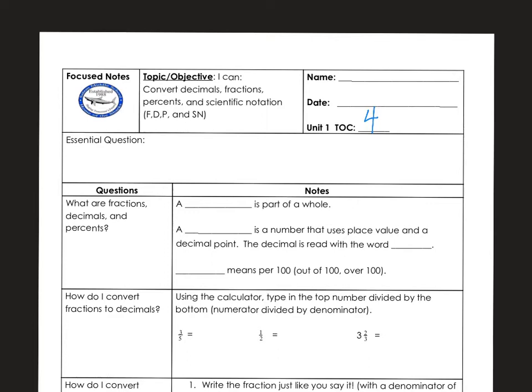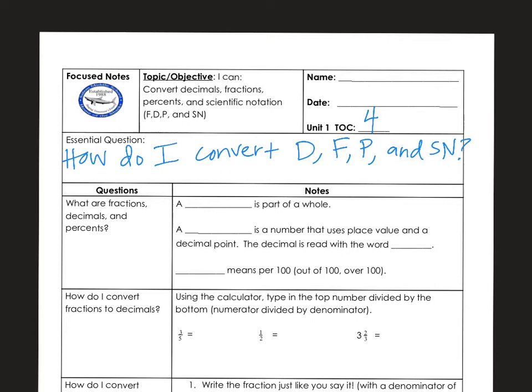So your essential question is, how do I convert? And then we can just abbreviate these. So how do I convert D, F, P, and S, and that stands for scientific notation.